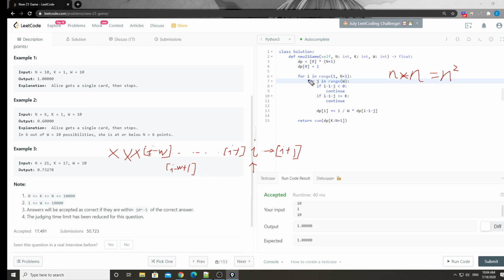That will make this inner loop from O(N) to O(1) because every time we just need to insert one from the beginning and remove one from the tail. It's a constant time, right? So that's why we can improve this N squared to O(N) by using sliding window. Okay, so let's see how we can do that, right?